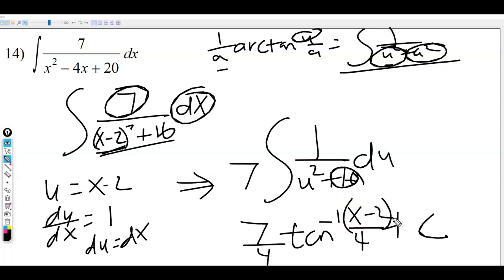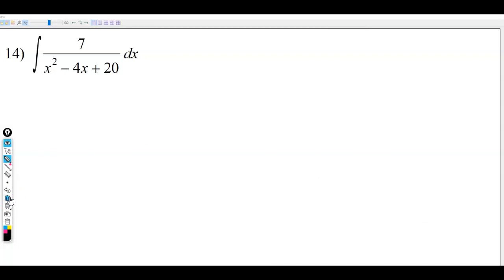So that's a strategy that involves completing the square, and you use that anytime you see a trinomial in the bottom. And when you have completed the square, it's almost always going to turn out to be an arctangent problem. Think of another situation where that would apply.